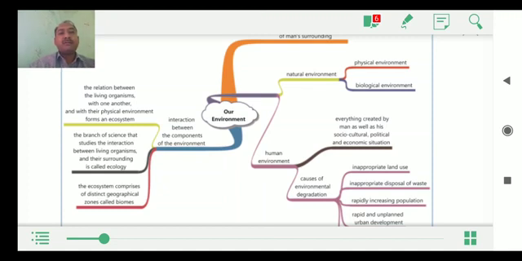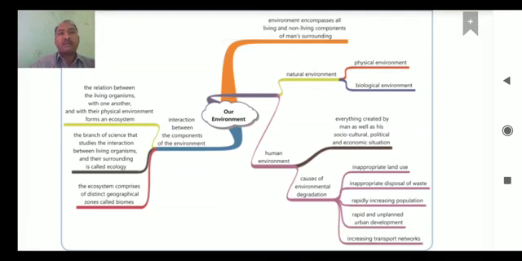Then the second part of this lesson is human environment. As you know, human environment is specially known by the name of man-made environment. So human environment means everything that is created by human beings. It can be social things, economical things, cultural things. All the activities of human beings can be part of human environment.